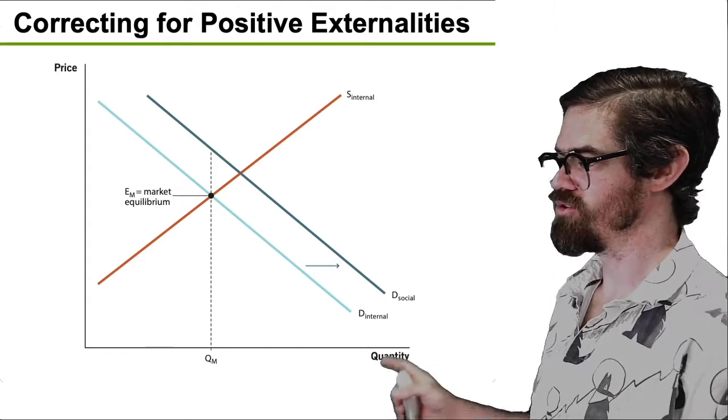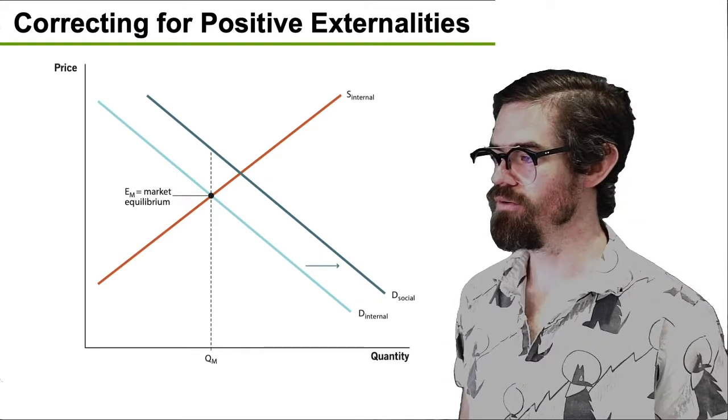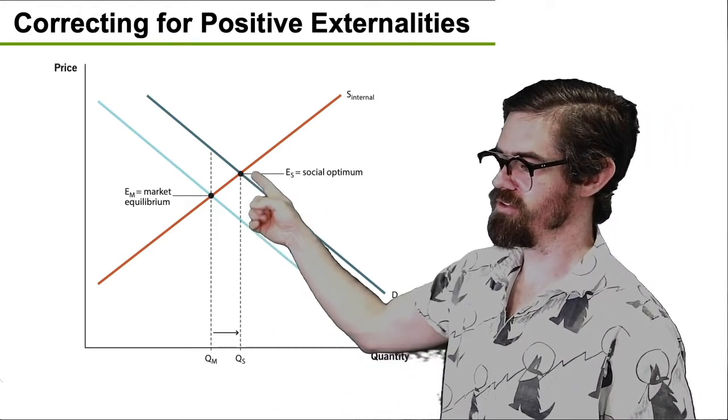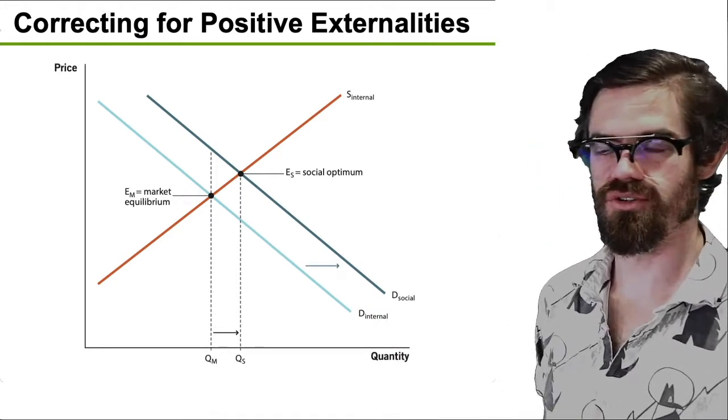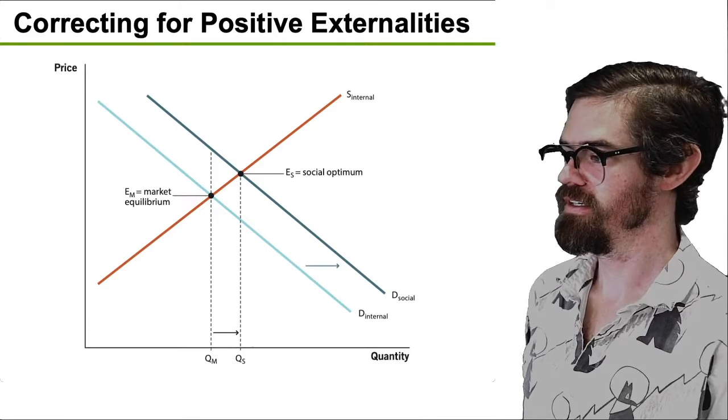So there's higher social benefits than there are internal benefits, which of course means that as a society, we would like to produce at this point. This would be the social optimum, right? Where the social benefits intersect the supply curve.